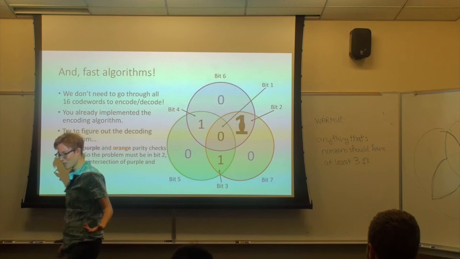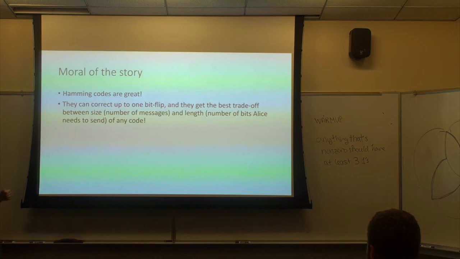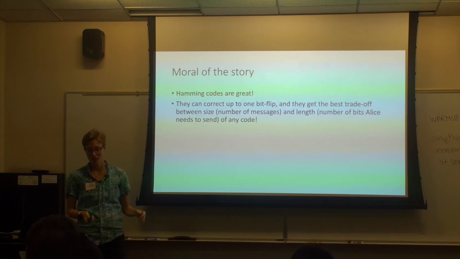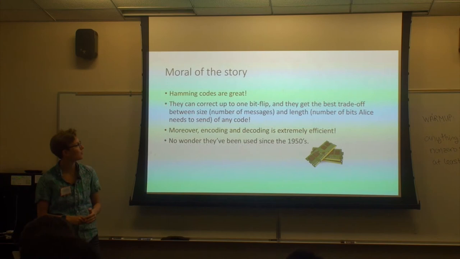Great, so there's this very nice fast algorithm for it, which is why it's used in practice. Okay, so the moral of the story: Hamming codes are great. They can correct up to one bit flip, and they get the best trade-off between size and length of any code. And moreover, encoding and decoding is very efficient. So, no wonder they've been used since the 1950s.